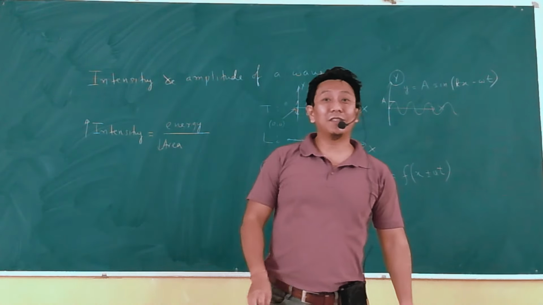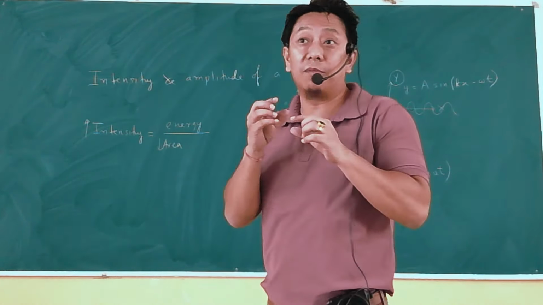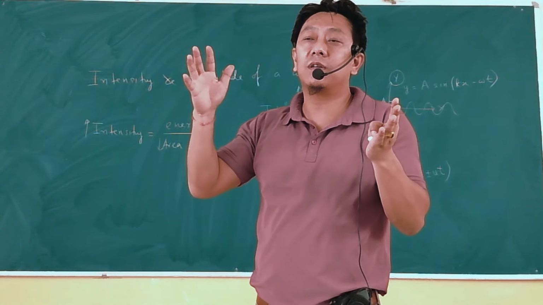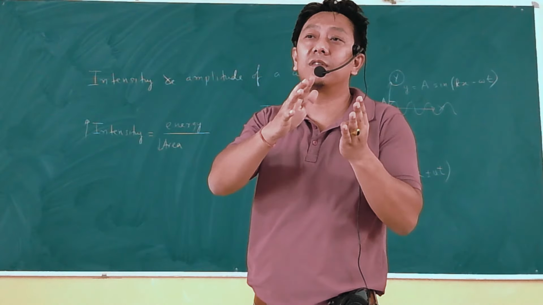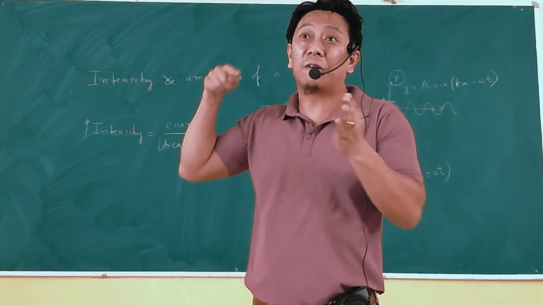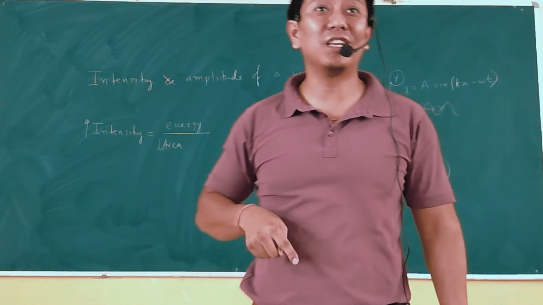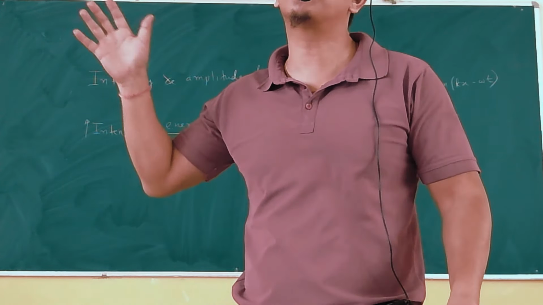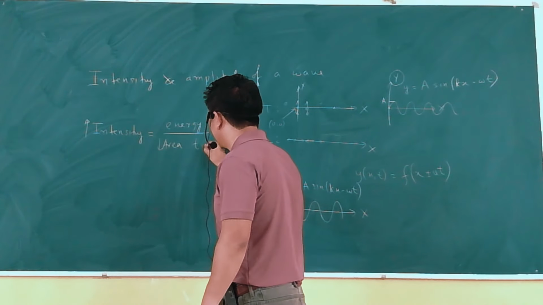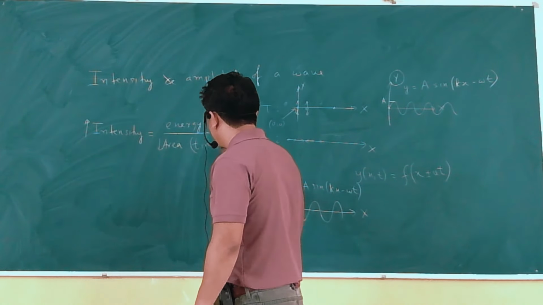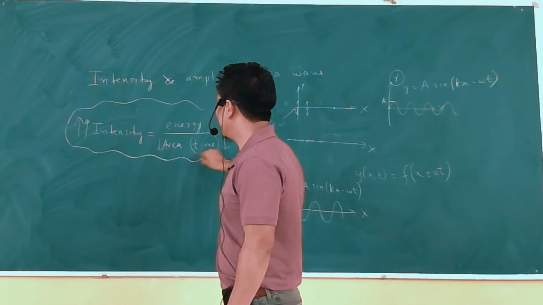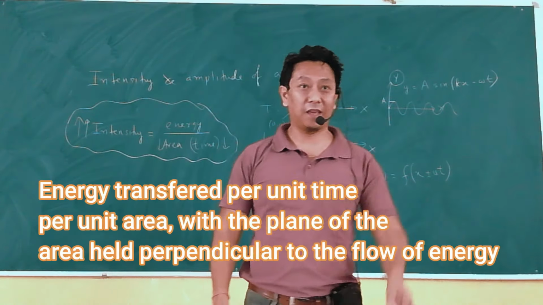Do you think time matters? Suppose 10 joules comes in 1 second and 10 joules comes in 100 years, very slowly. In one it comes fast. Which one will you think is intense, fast or when it comes slowly? Fast. So if the time taken is less, intensity will be more.